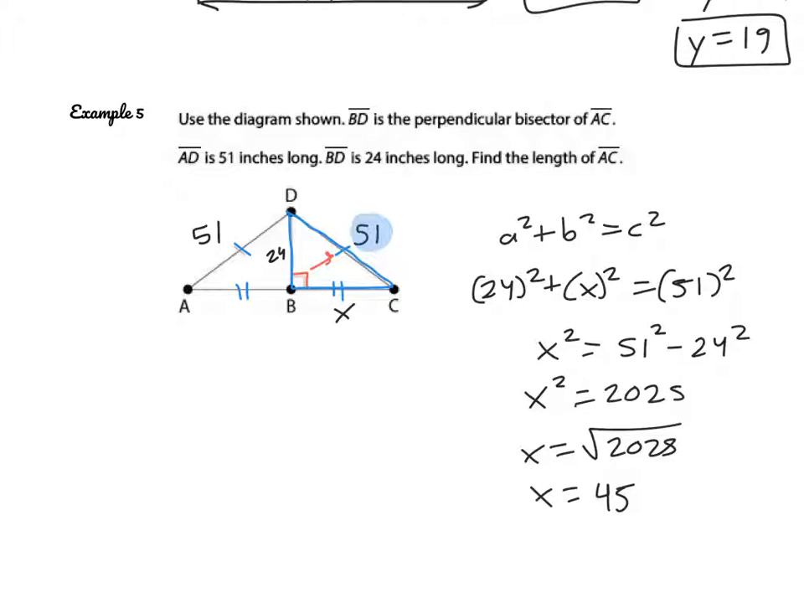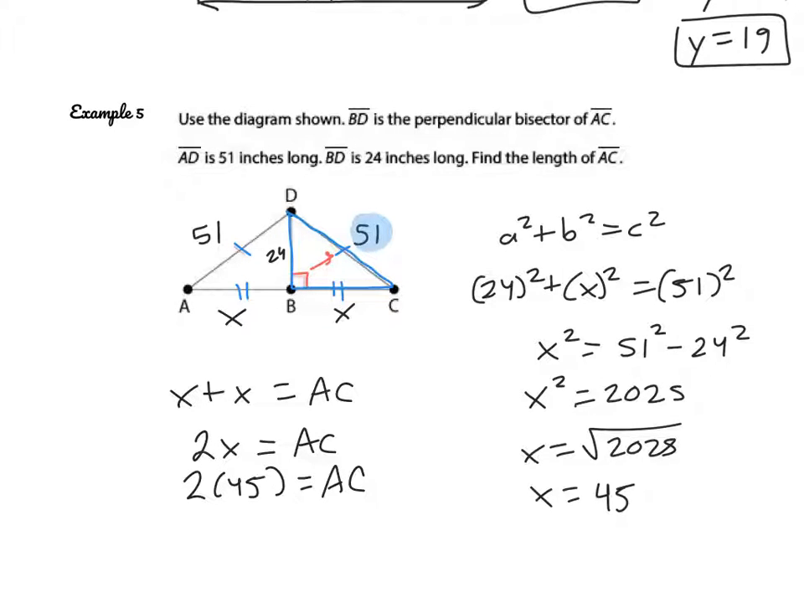So now that I know that x equals 45, let's look back at what they're asking us to find. They want the length of AC. So if that side's x, I can call this x. So we can say x plus x equals the length of AC. 2x equals AC, and now we can substitute what we know for x. So that means that AC has a length of 90.